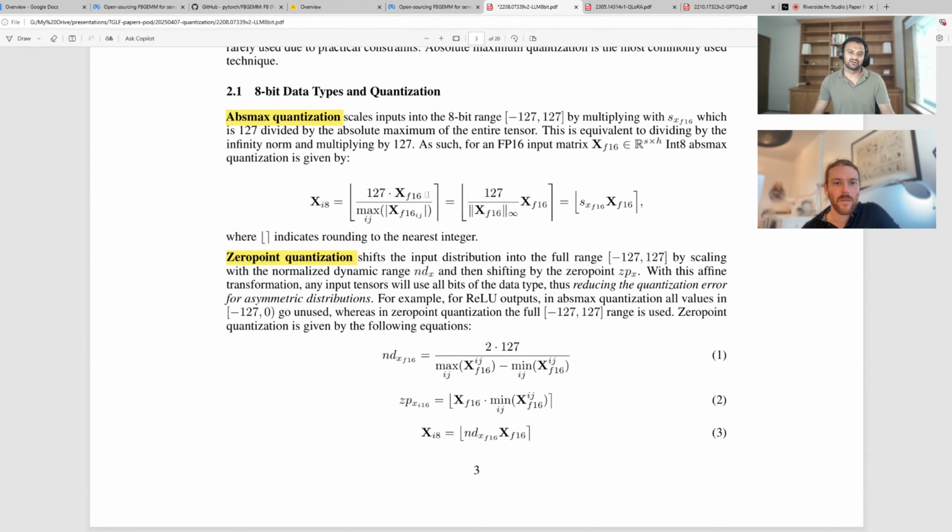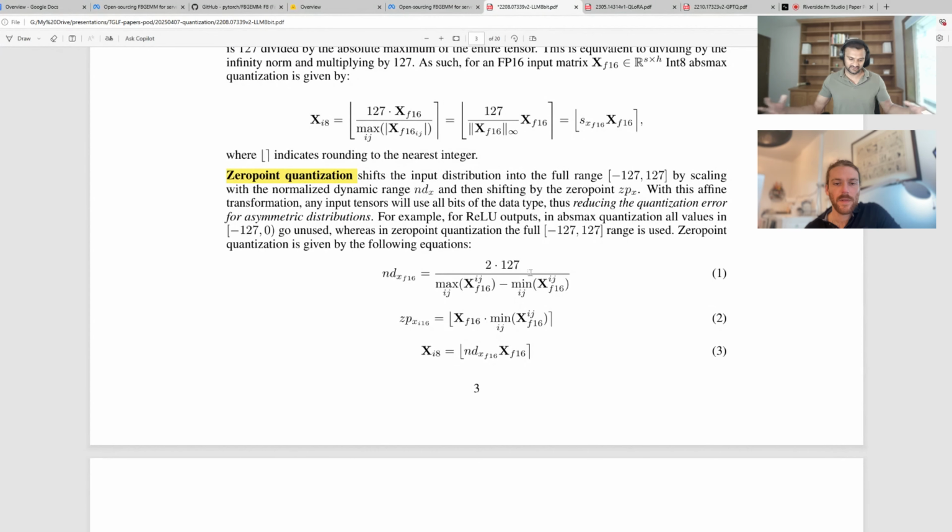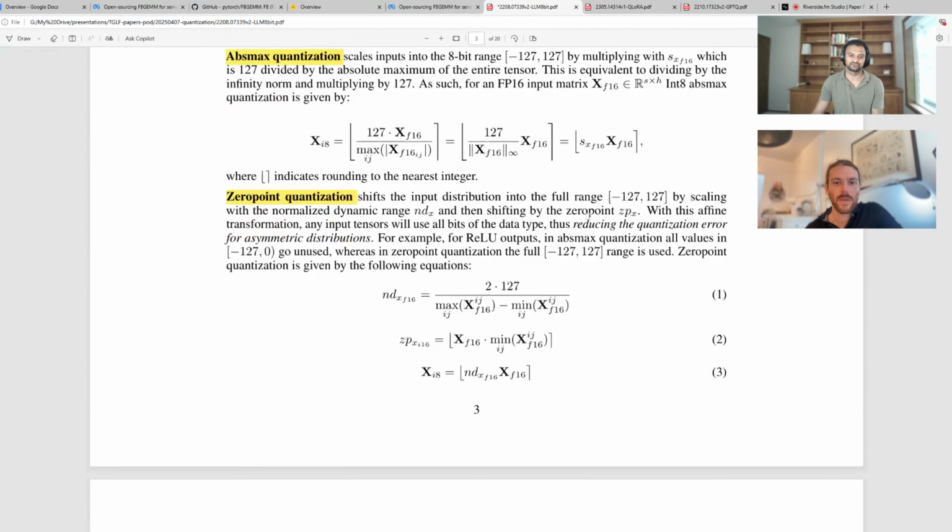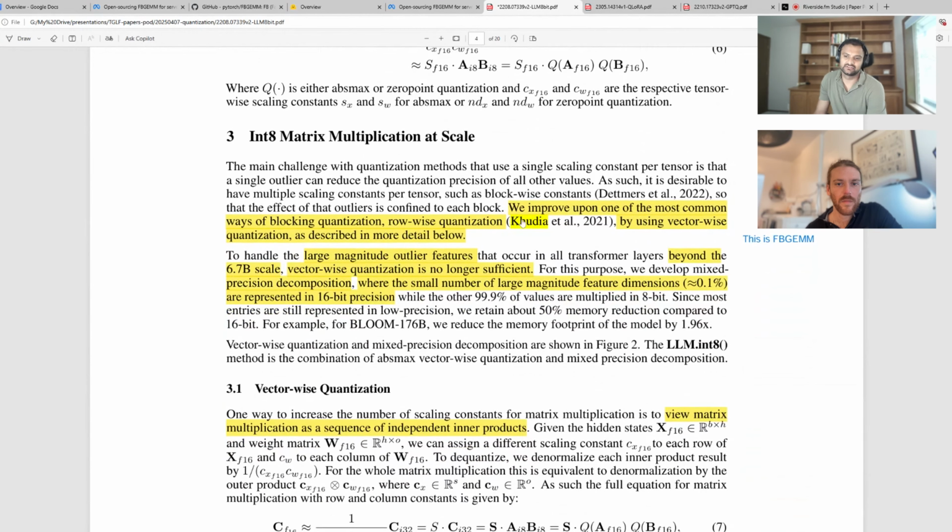But then they have another method, zero-point quantization. Here the problem is that it's not using the full scale of minus 127 to 127. They basically shift, using both the min and the max to make sure the entire range of numbers is used. This is all background, maybe helpful to understand a little bit. Then they say they improve upon one of the most common ways of block quantization, which is row-wise quantization. The paper they cite is a feature paper, and they improve it by using vector-wise quantization. That's the first improvement, but that still doesn't solve all the problems.